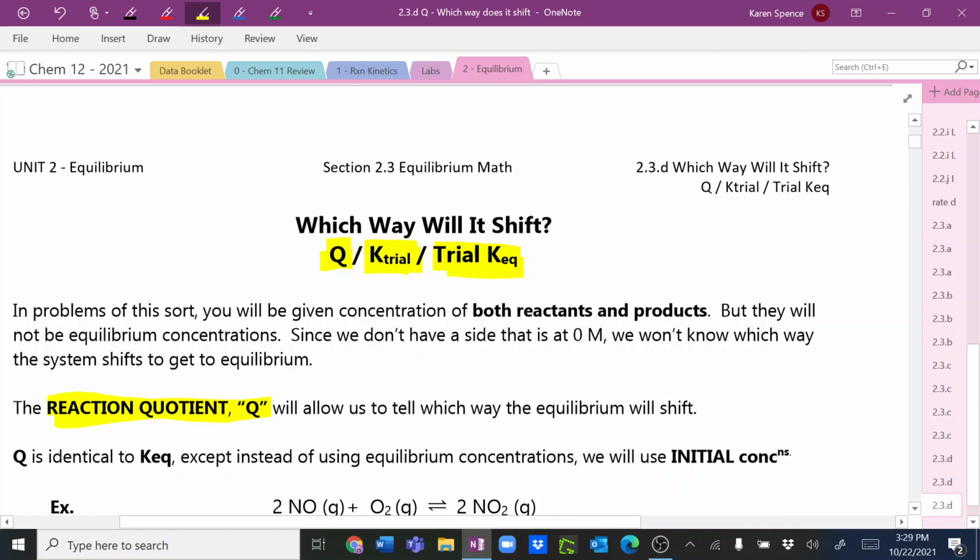In problems of this type, you will be given concentrations of both the reactants and the products. So you're not necessarily going to know which way it is going to shift. And these concentrations, sorry, I didn't mention it, are not equilibrium concentrations.